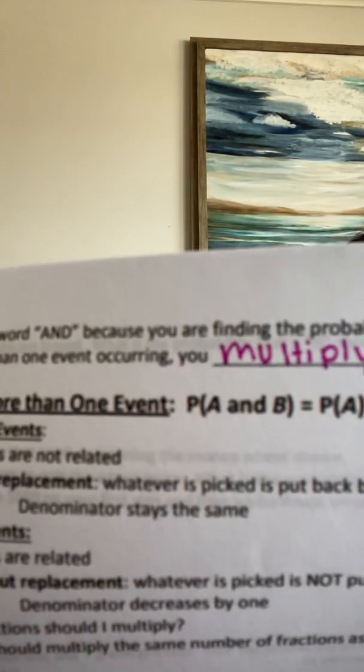All right, so this is the probability of more than one event happening. So now you will see the word and, because you are finding the probability of more than one event. When there is more than one event occurring, you're going to multiply these probabilities together. So fill that in.